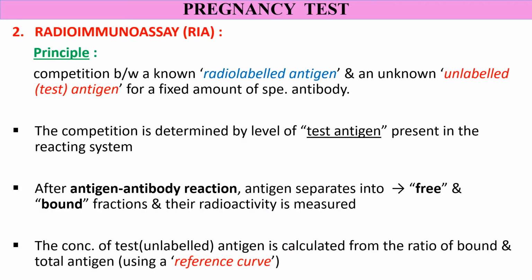The next immunological test for pregnancy is radioimmunoassay. It is based on the principle of competition between a known radio-labeled antigen and an unknown unlabeled test antigen for a fixed amount of a specific antibody. Here, after antigen-antibody reaction, antigen separates into free and bound fractions and then their radioactivity is measured. The concentration of unlabeled test antigen is calculated from the bound and total antigen by using a reference curve.